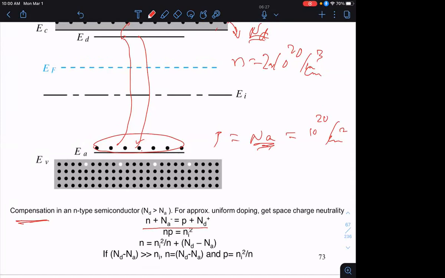Okay, so anyway, so when I have both types of dopants, what you do is you write the total number of negative charges in the semiconductor.